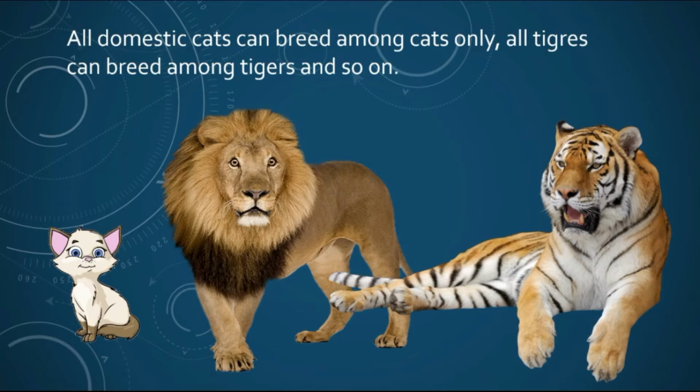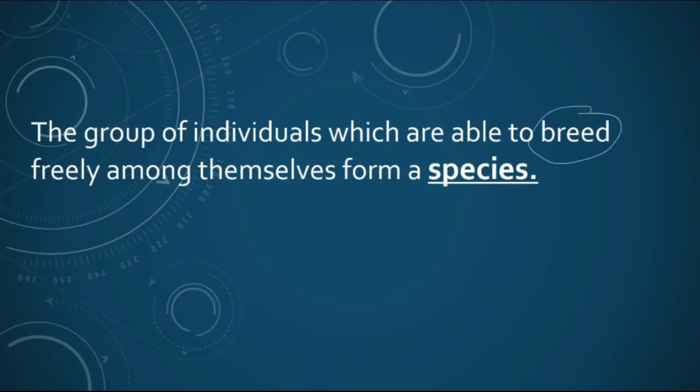But a domestic cat can interbreed with another domestic cat and produce young ones. A lion can interbreed with another lion and produce young ones. And the same with tiger and so on. Therefore, the group of individuals which are able to breed, which means to produce young ones, when they breed among themselves, are all called a species. I hope you understood the meaning of this. The group of individuals which are able to breed freely among themselves form a species, right?